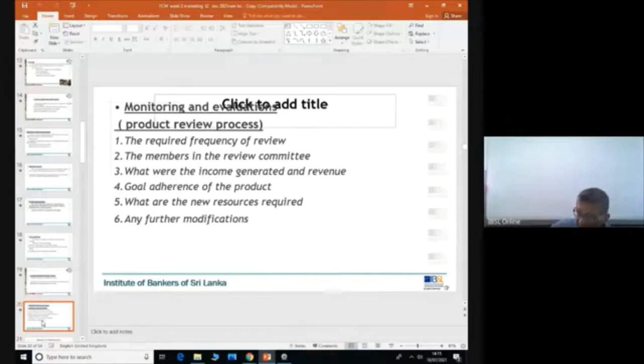So once you launch the product to the market, that is the product process. After that also, you have to monitor your products. Right now, I think you may understand about the new products, right?